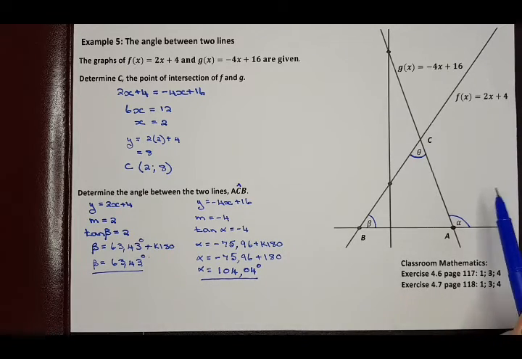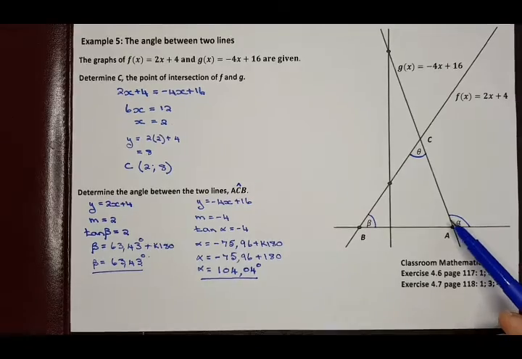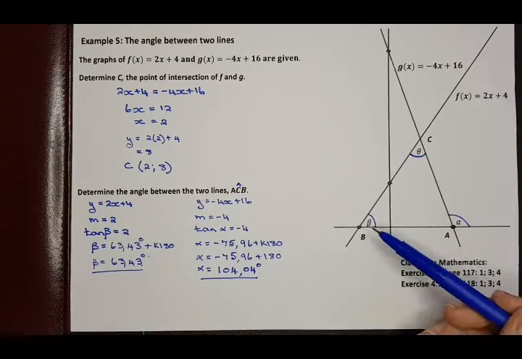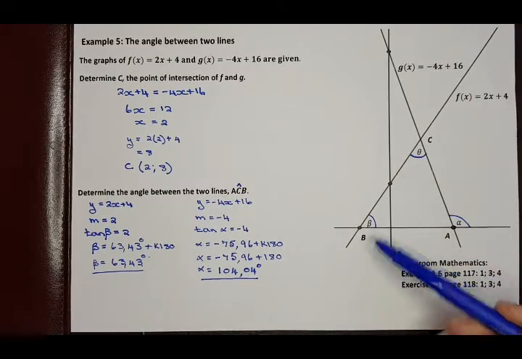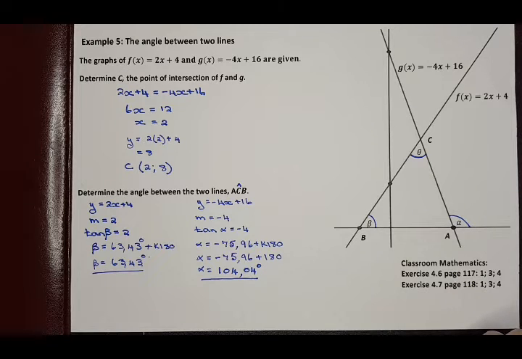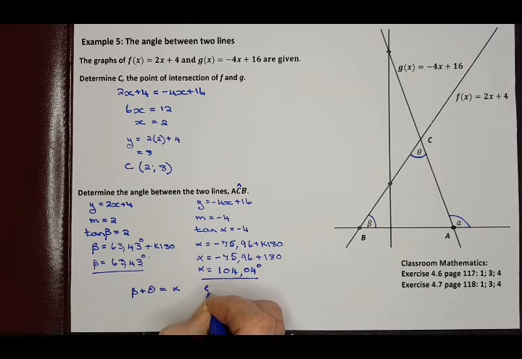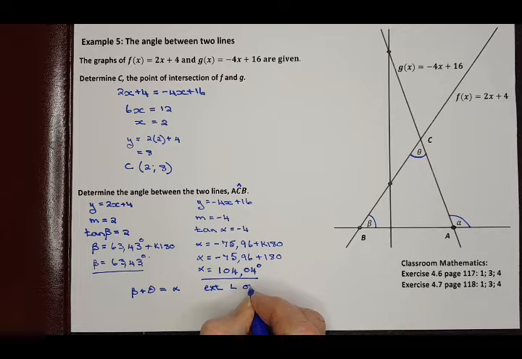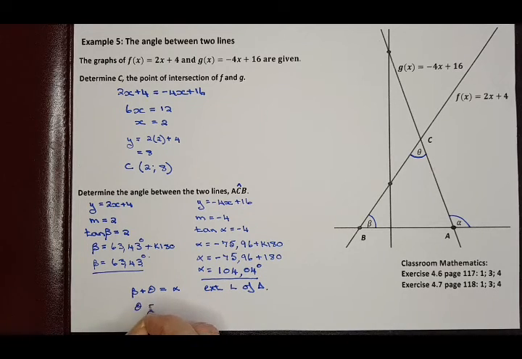Now if you have a look at this diagram over here, you know that the exterior angle of a triangle is equal to the sum of the interior opposite angles. So beta plus theta would equal alpha, exterior angle of a triangle theorem. This means that theta is just alpha minus beta. The angle between two lines is just the difference between their angles of inclination.